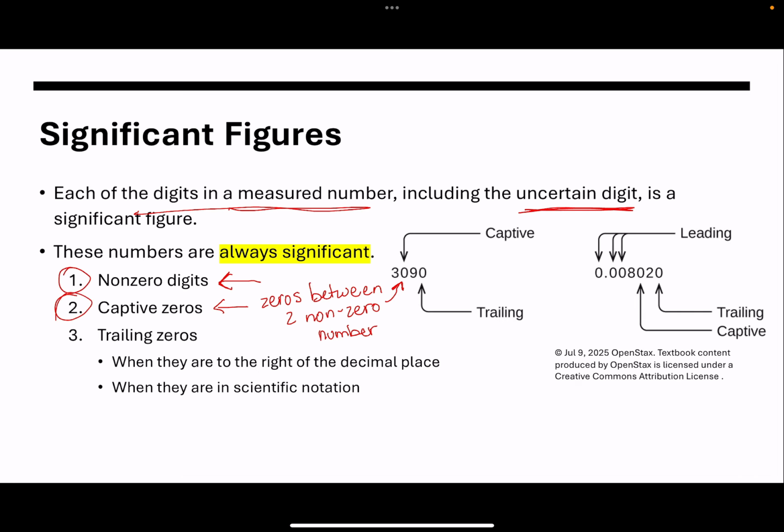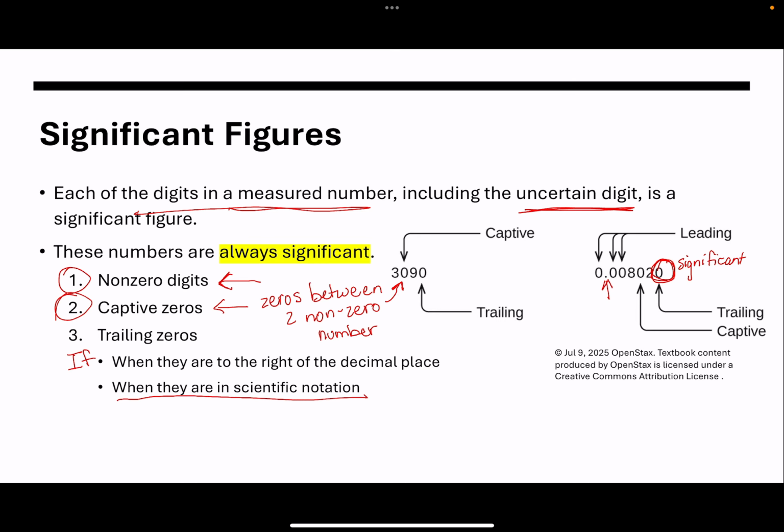Now, when there are trailing zeros, trailing meaning at the end, they are significant if they are to the right of the decimal place. So see here, we have a decimal place, and we have a trailing zero here that is to the right of the decimal place. So it is significant. Also, when they are in scientific notation.